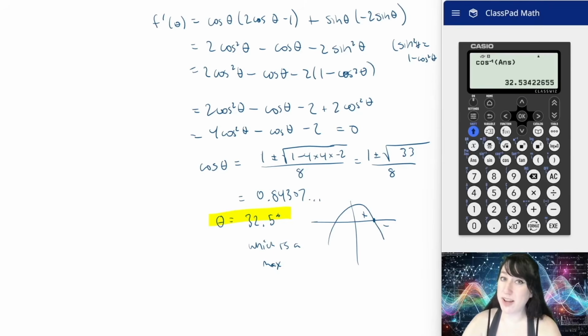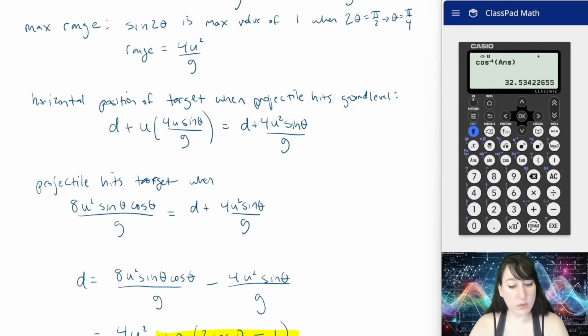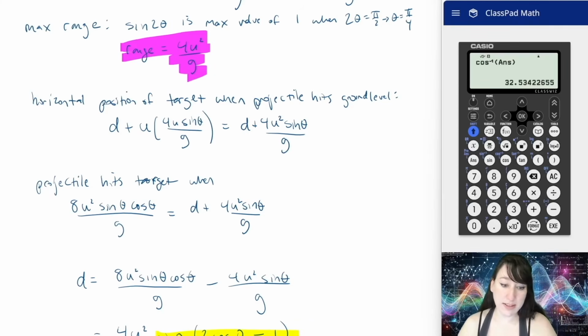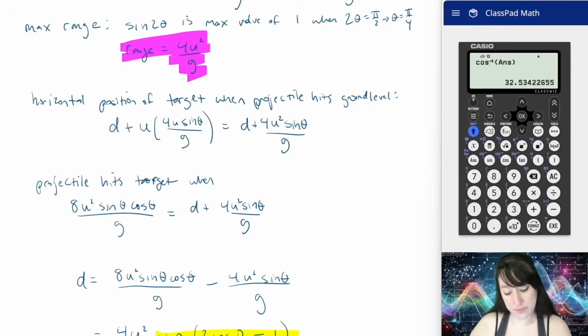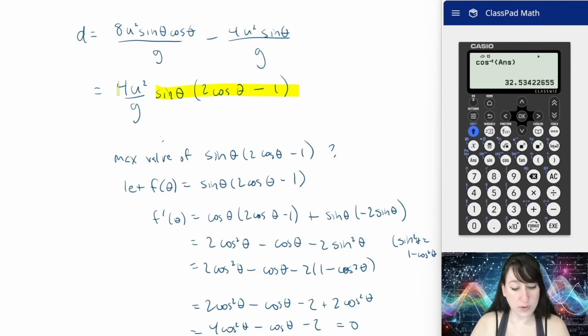Now, remember what we're trying to find is that the max value of d is a certain percentage of the maximum range. So let's go back to the maximum range. So remember that the maximum range is the 4u squared over g. And then let's compare that to the value of d. So we'll use this whole expression. You can see there the 4u squared over g, that is the max range. And we're going to see what sine theta times 2 cosine theta minus 1 comes out to.